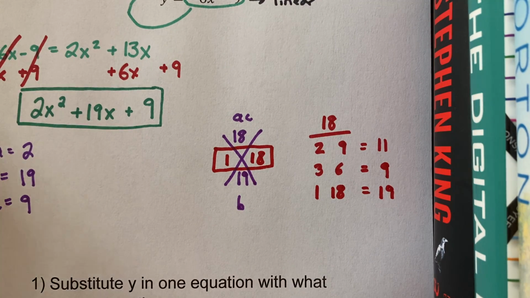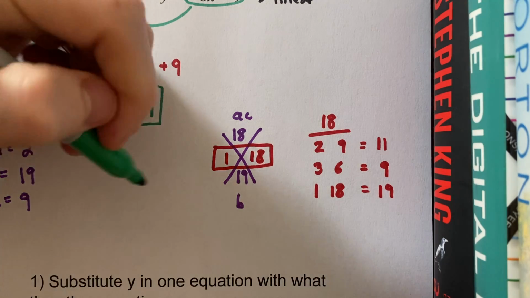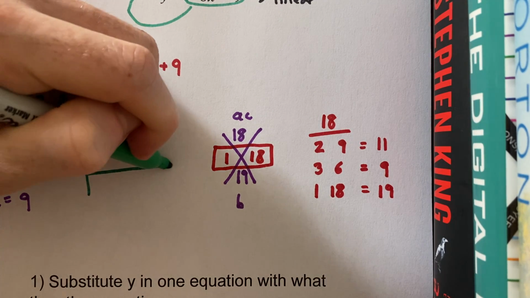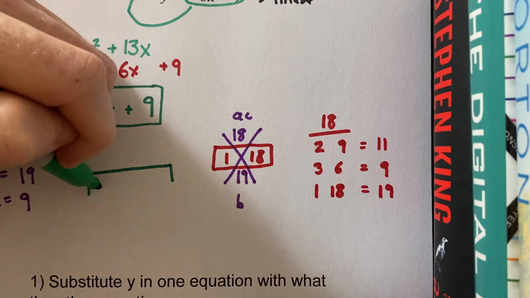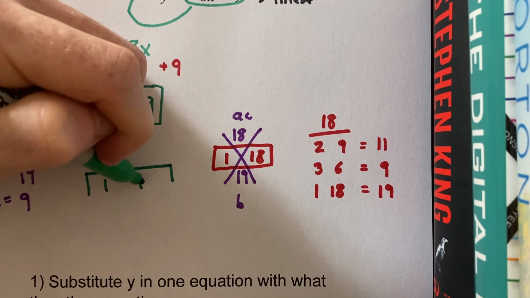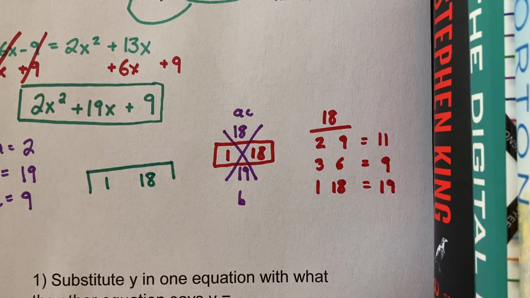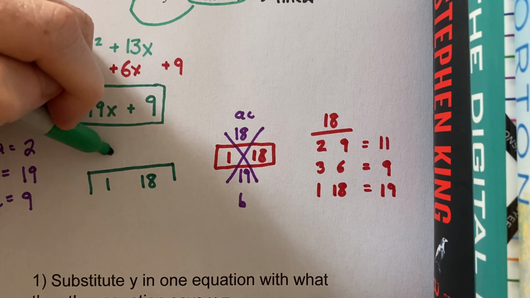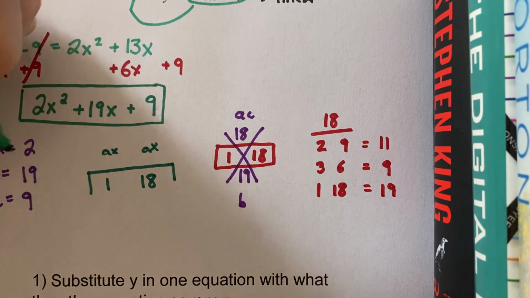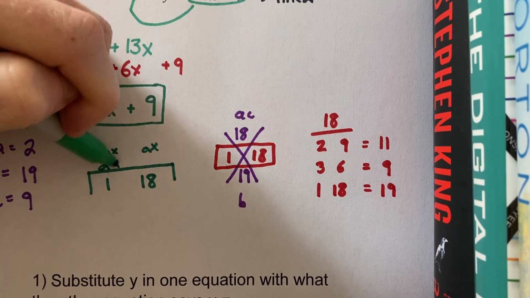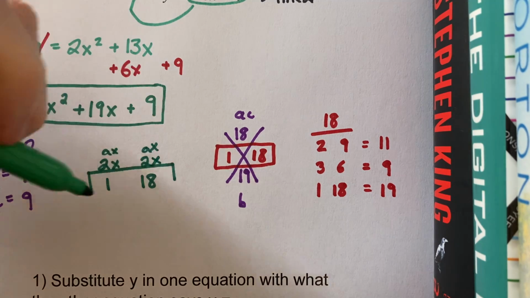All right, we're coming down here. We are going to make that open rectangle, that garage looking thing. We're going to put the 1 and the 18 down here. Remember, on top goes my ax. A in this case was a 2, so I have a 2x and a 2x.